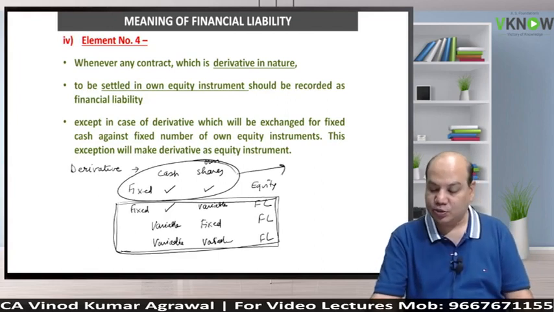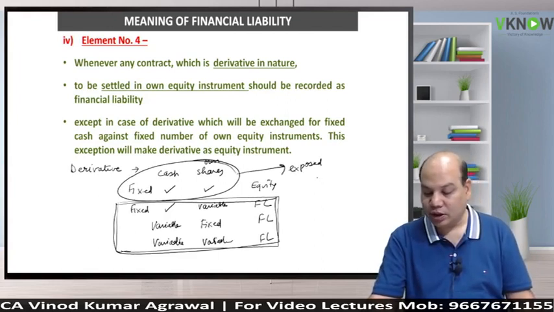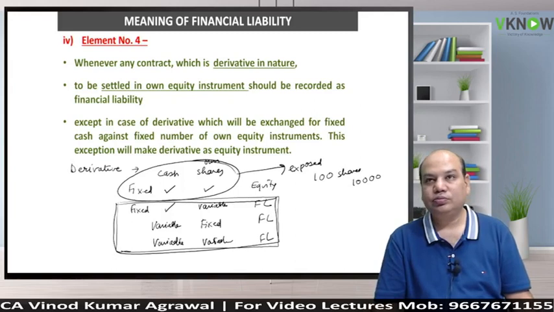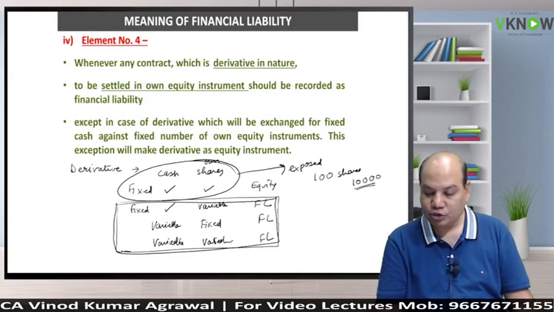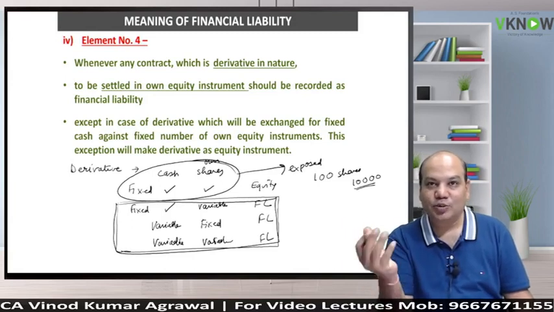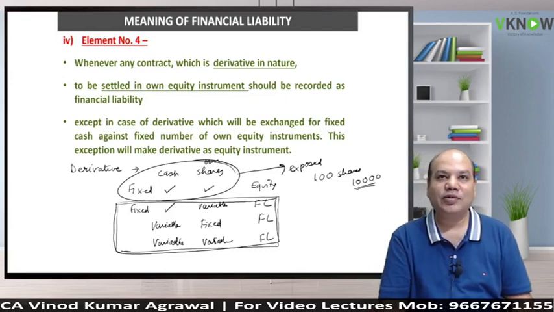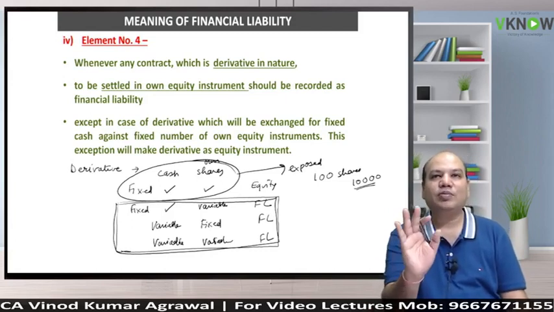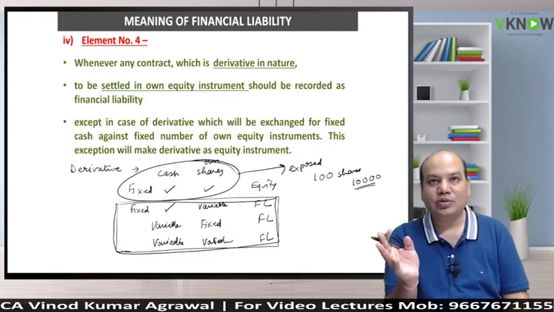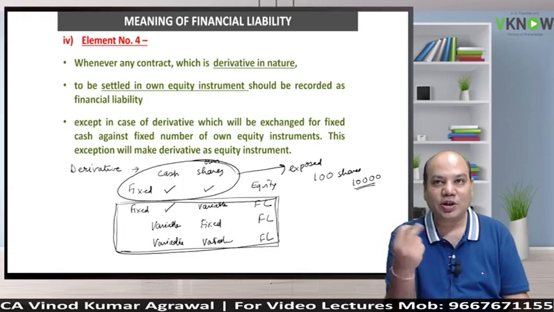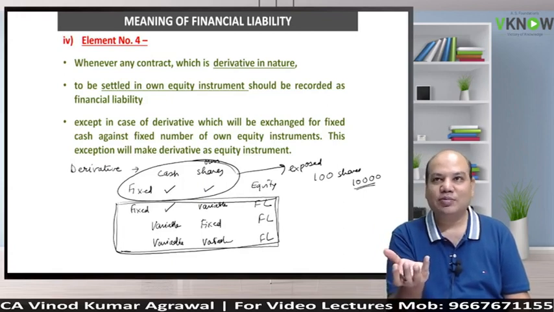First case, why is he exposed to the risk here? Imagine I say I will give you 100 shares against 10,000 rupees payable to you. I will issue you my company's 100 shares for a certain derivative. If the price of the share goes up, you will enjoy. If the price of the share falls, you will suffer the loss. So when it is fixed to fixed, the counterparty is exposed to the risk. Yes or no? If I give you a fixed number of shares against a fixed amount, are you not exposed to the risk? Because my share price can fluctuate.